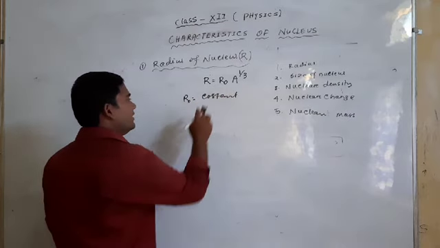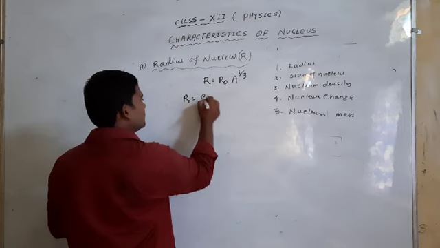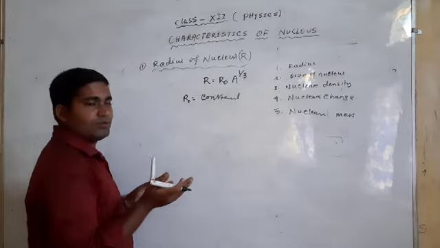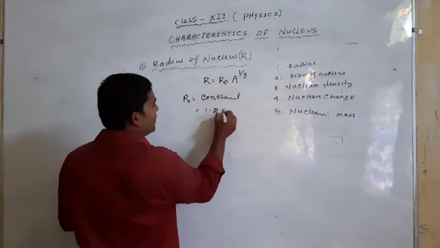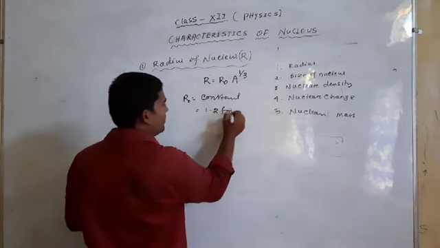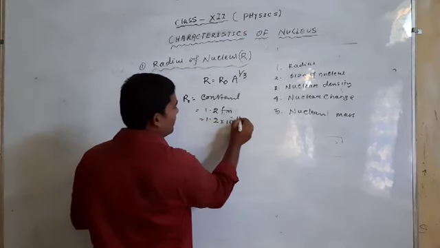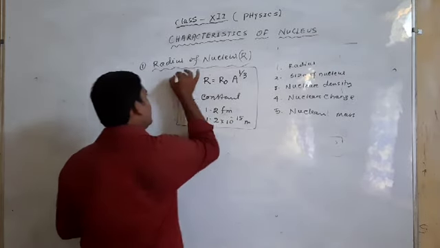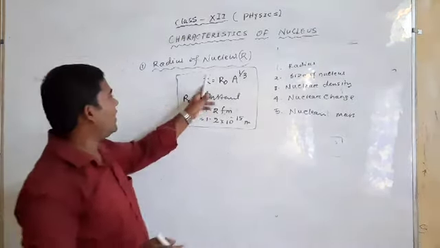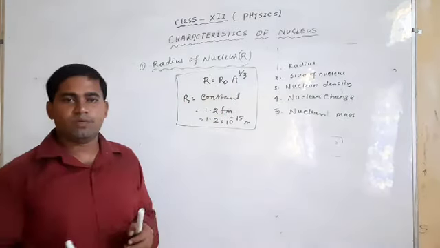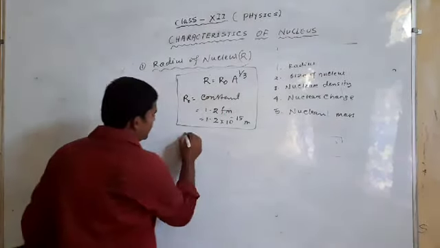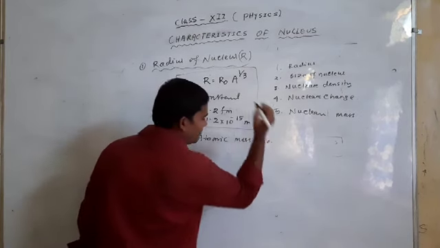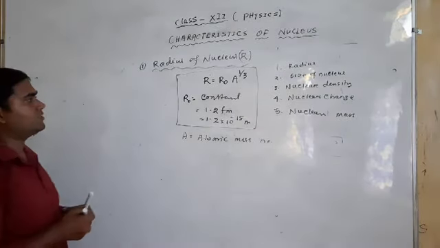R naught is a constant, and its value is 1.2 Fermi, or 1.2 into 10 to the power minus 15 meter. Okay, so let us prove this relation. How can one derive R equals R naught A to the power 1 by 3? A is the atomic mass number. So let us derive this relation.